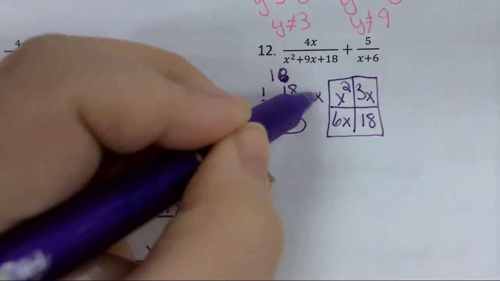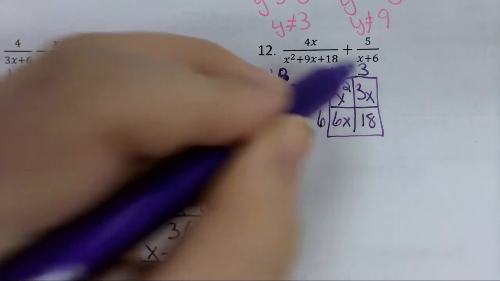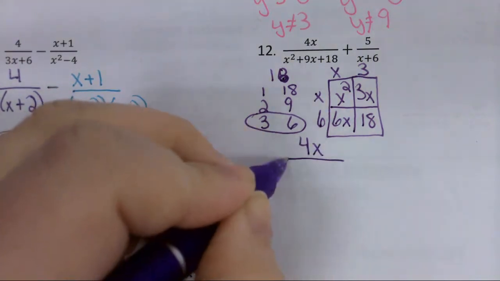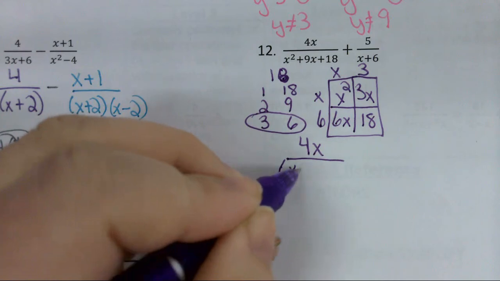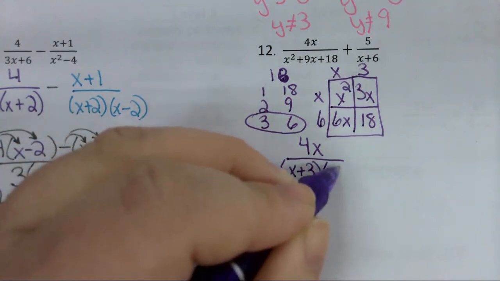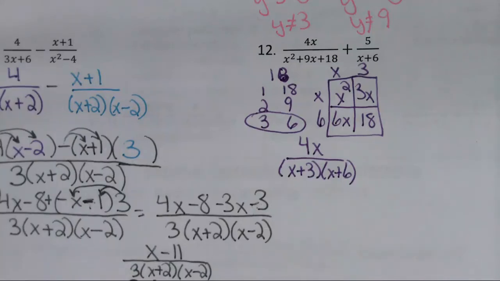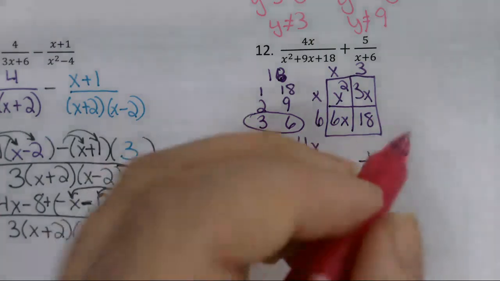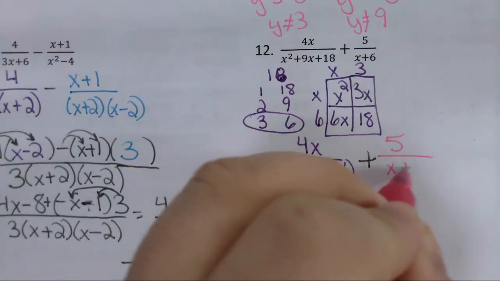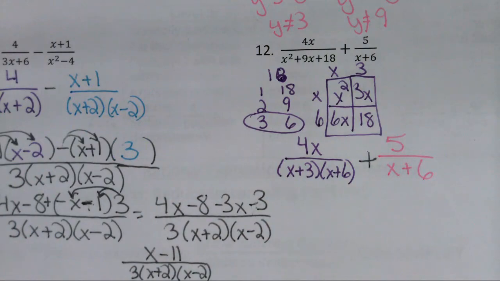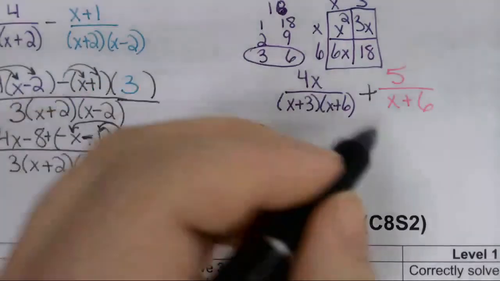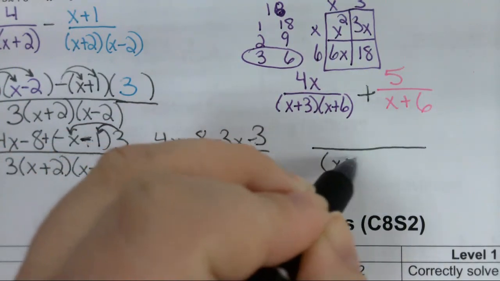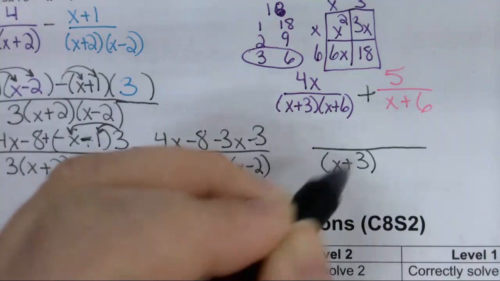I could take an x and a 6, an x and a 3 out. So my first fraction, 4x is already factored, and the denominator we just factored to be x plus 3 and x plus 6. Lucky for me, my second fraction is already factored both in the numerator and the denominator. So when we go to write our common denominator, most amount of x plus 3's, just 1. Most amount of x plus 6's, just 1.